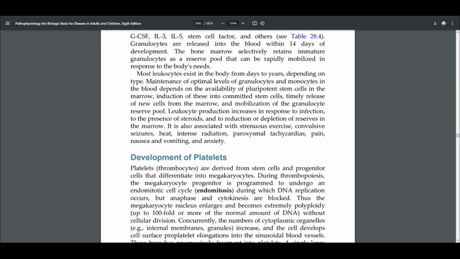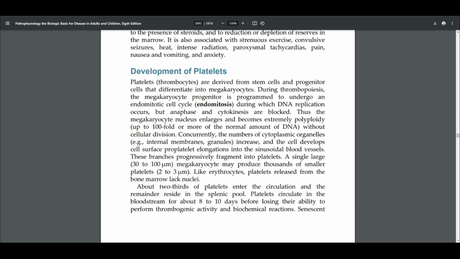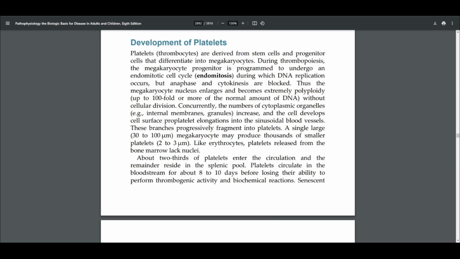The development of platelets, therefore. Platelets, or thrombocytes, are derived from stem cells and progenitor cells that differentiate into megakaryocytes. During thrombopoiesis, the megakaryocyte progenitor is programmed to undergo an endomitotic cell cycle, during which DNA replication occurs. But anaphase and cytokinesis are blocked. Thus, the megakaryocyte nucleus enlarges and becomes extremely polyploid without cellular division.